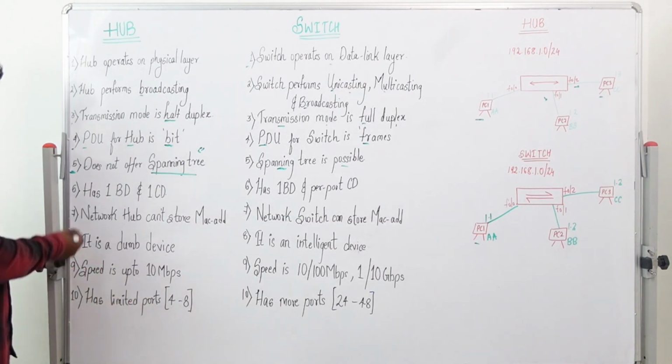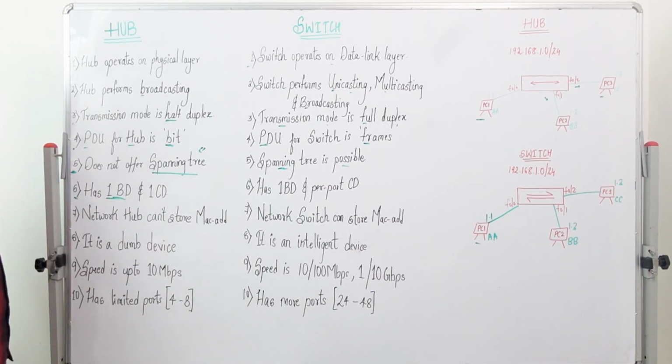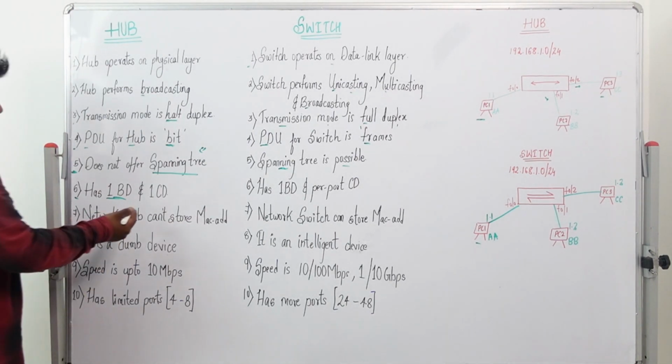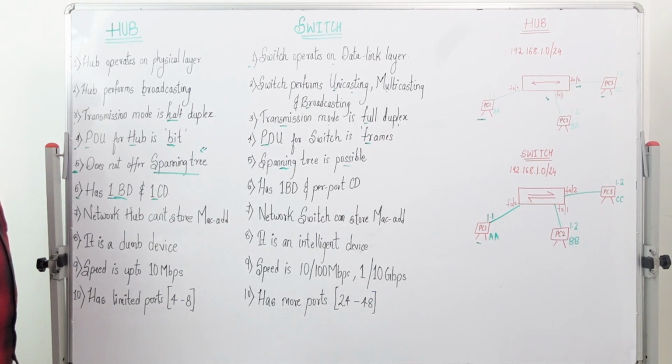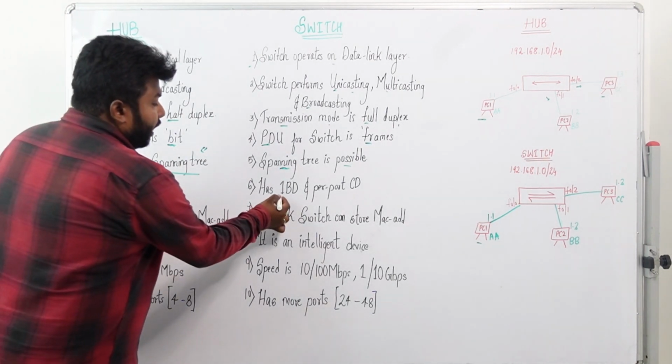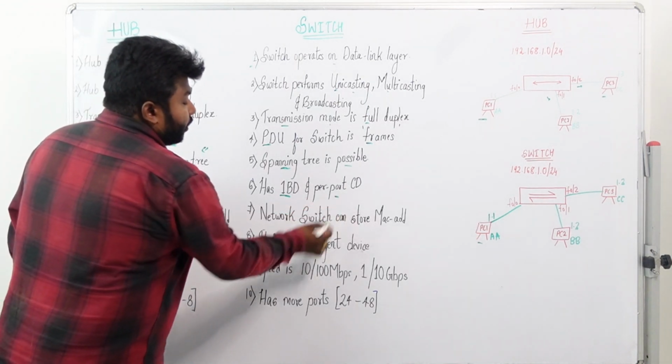If you talk about the next difference, a hub is basically a single broadcast domain. And if you talk about collision domains, the number of collision domains on a hub is a single collision domain. Again, if you talk about a switch, it also has a single broadcast domain, whereas it has a per port collision domain.